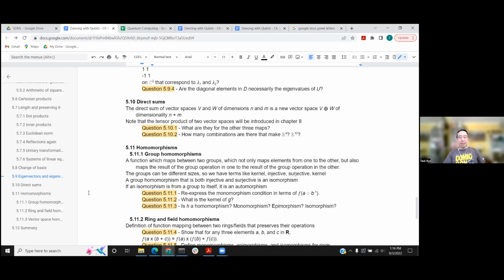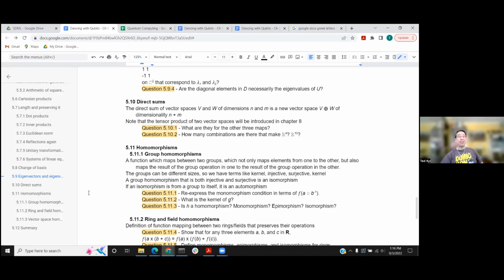All right, so direct sums. There's this circle plus operator, and basically if you have a vector space of dimension n and a vector space of dimension m, you just smush the coordinates together and you get an n plus m dimensional new vector space. Okay, so you can see how you would combine vector spaces.